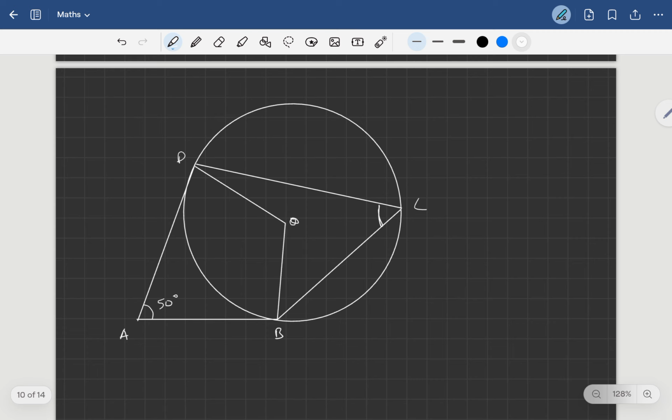Okay? Now, how do we approach this? I see two tangents right here, AB and AD. Now we can use the same circle theorem that we used before. If a tangent meets a circle, the angle between the radius at that point and the tangent is 90 degrees. So we can label this as 90. And that also applies right here, so we can label this as 90. OD and OB are the radii, so I'm just going to label this as R and label this as R.